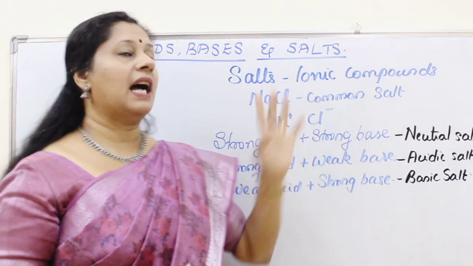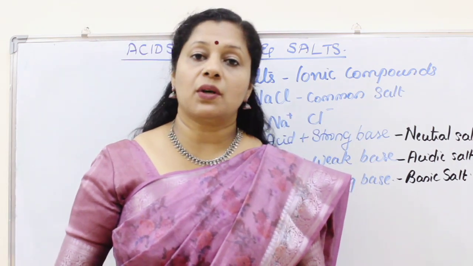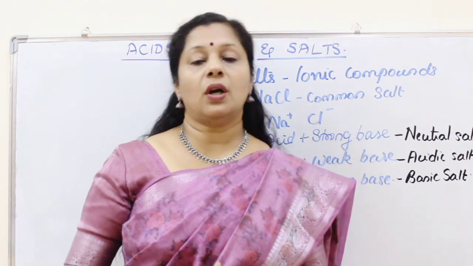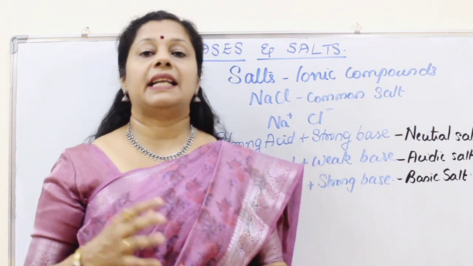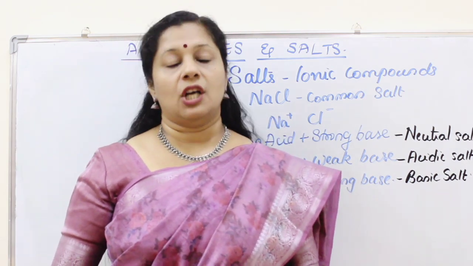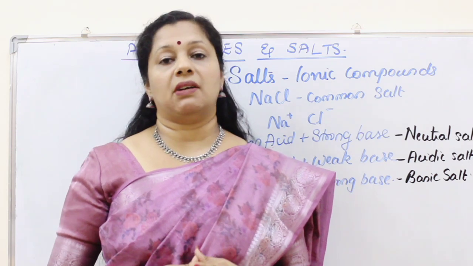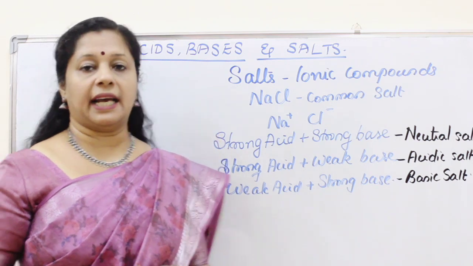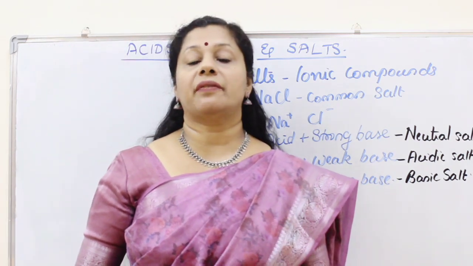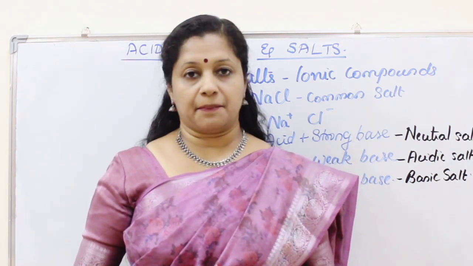Salts are basically ionic compounds. Ionic means what? Charged particles, right? So a salt has got two parts: a positively charged part, or the cation, and a negatively charged part called an anion. So these two together form a compound called a salt. So salt can be of different types depending upon the types of acid or base involved in it.